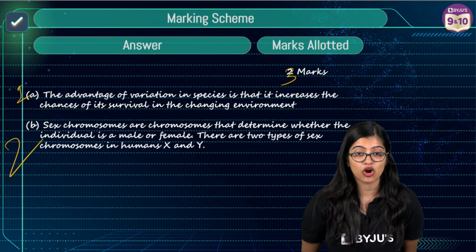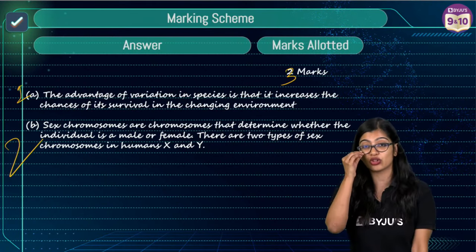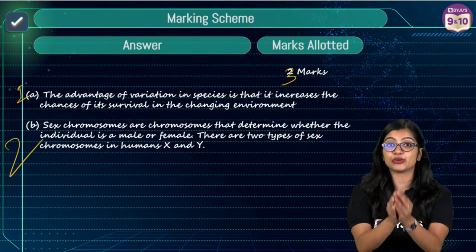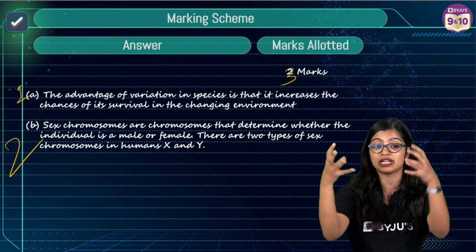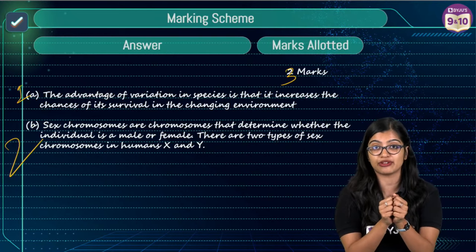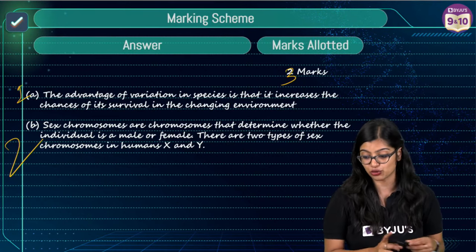How is equal genetic contribution of male and female parents ensured in progeny? Because at the end of the day, we know that the genetic constitution should be same as the parent, right? And in sexual reproduction, we need to have equal contribution from male and female to maintain the overall chromosome number. So that is something that you need to write.